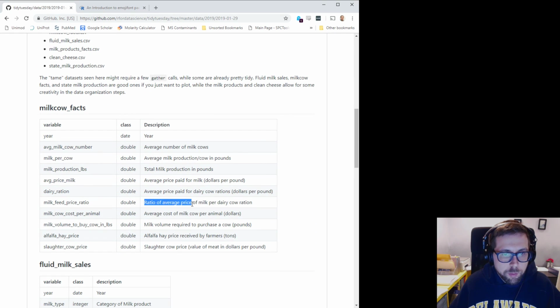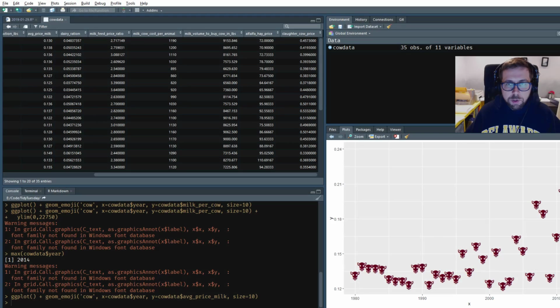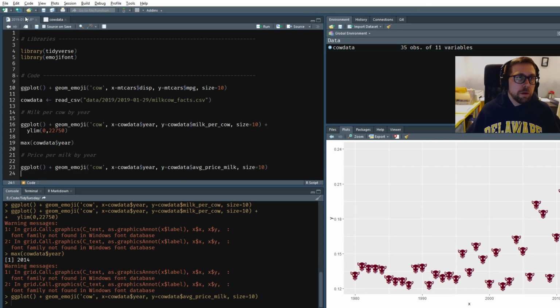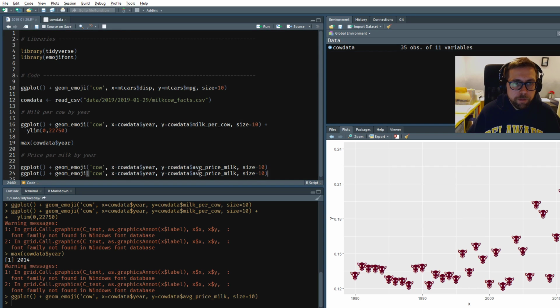The ratio of the average price of milk per dairy cow ration. And the dairy ration is the price paid for the dairy cow ration. I'm not exactly sure what a dairy cow ration is. We're going to need a domain expert to weigh in on that one. But maybe we can just plot the price of the ration over time and see if that relates to the price of milk.